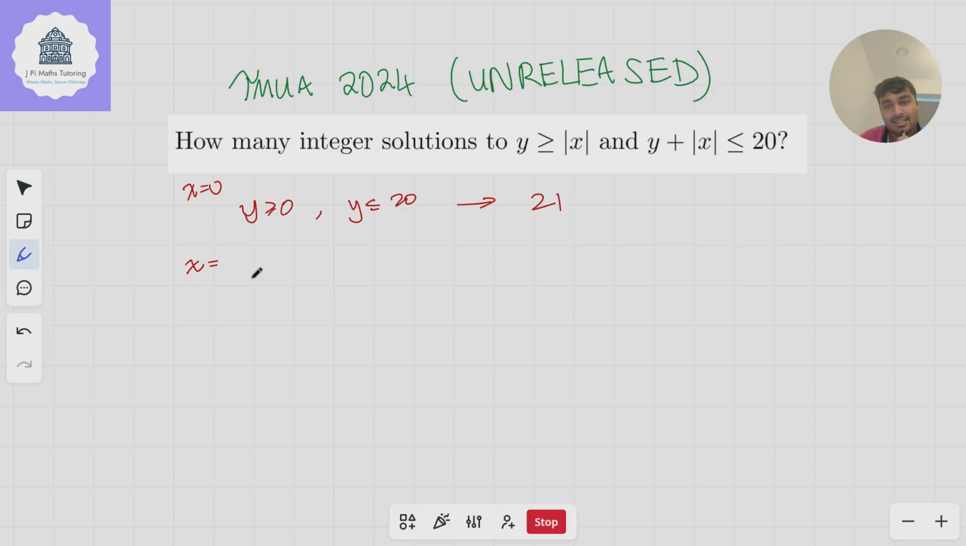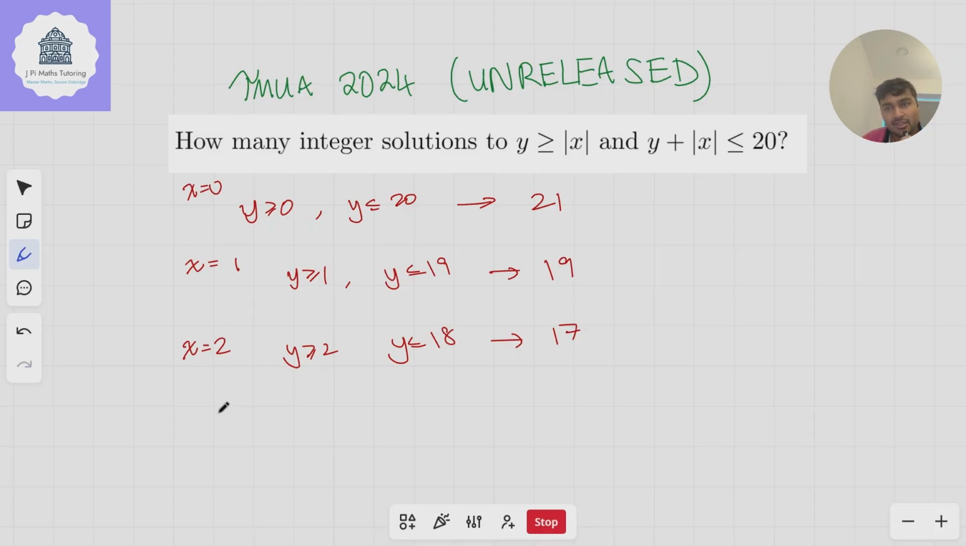What if x is 1? Well, what do we have here? We need y to be at least 1, and y plus 1 to be less than or equal to 20, so y to be less than or equal to 19. And so therefore, there's 19 solutions there. If x equals 2, what do we have? We have y must be at least 2, and y must be at most 18. How many solutions are there? Well, there's 17 solutions, and maybe you can spot the pattern. It's going to go down by 2 each time.